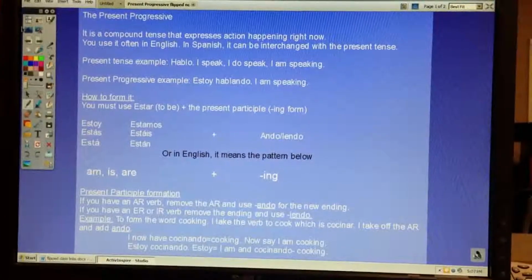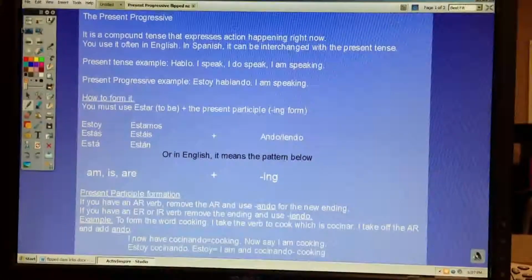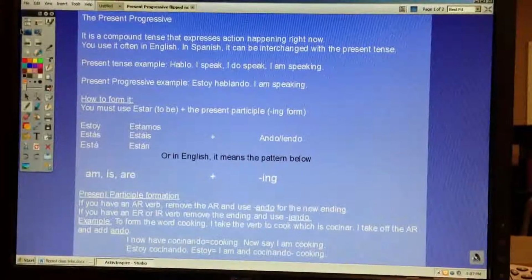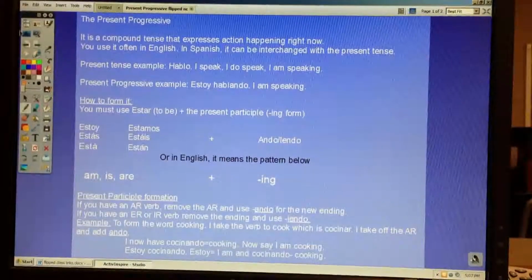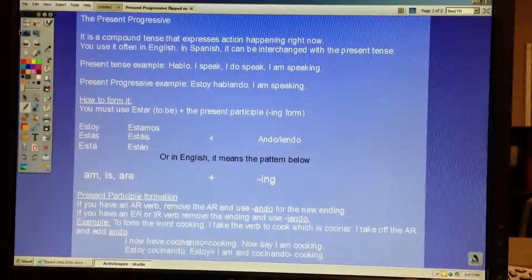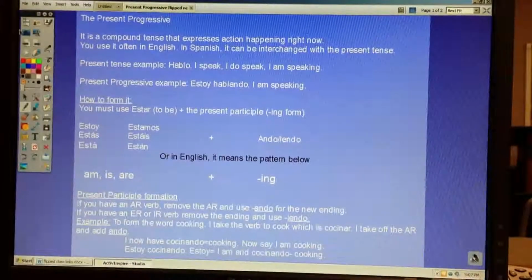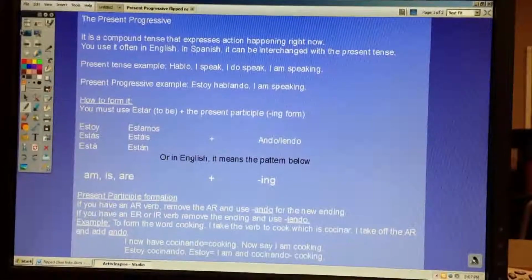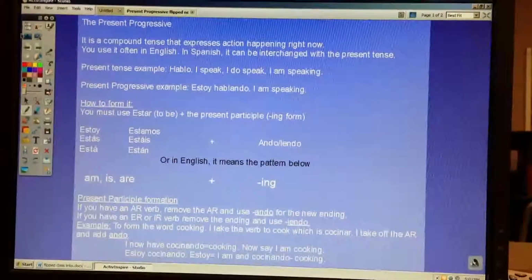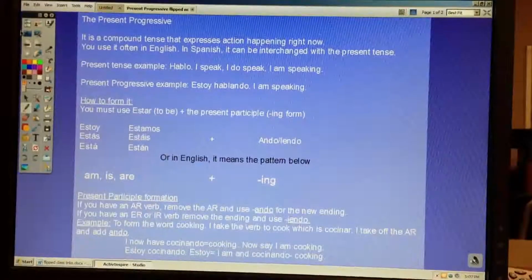How do we form it? Well, in the example, I show you that to say I am speaking, you can say hablo, or you can say estoy hablando, okay? And so let's look at how we got there. Well, look at the section titled How to Form It. We must have the helping verb estar plus the present participle.